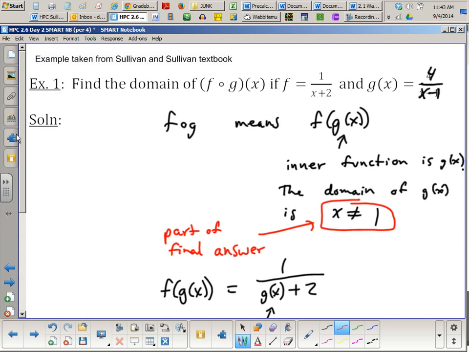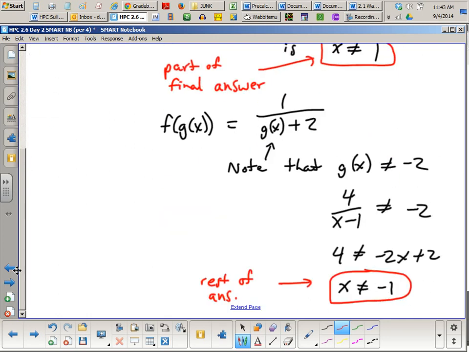So that might be really hard to understand. But if you follow my steps, you could get the problem right. What did I do? I wrote down what f of g means. I identified the inner function. I found the domain. I'm half done. I did not look at the outer function there. Then I wrote down what f of g means analytically. It's 1 over g of x plus 2. I then noted that g of x cannot be negative 2. And I pursued that thought, and I learned that negative 1 is forbidden.